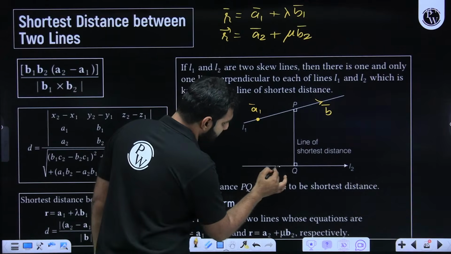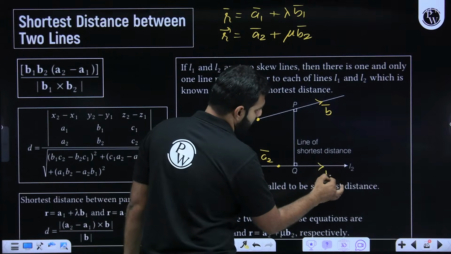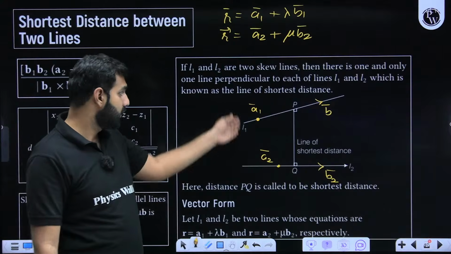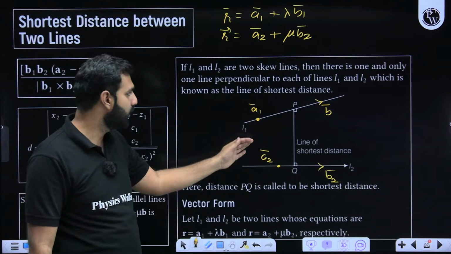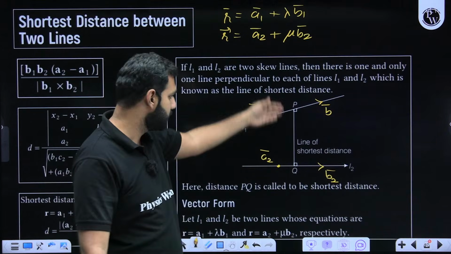The second line has a point A2 on it and passes through it, parallel to a vector B2. Do you remember that discussion? All I'm saying is that the projection of the line segment A1A2 on the normal to B1 and B2 will be the shortest distance, which is PQ in our case.